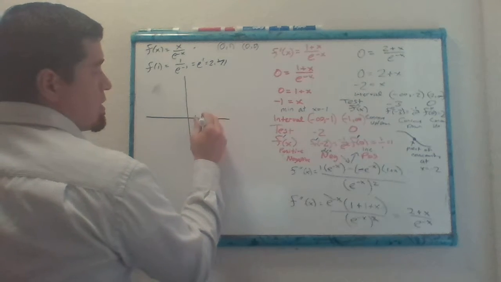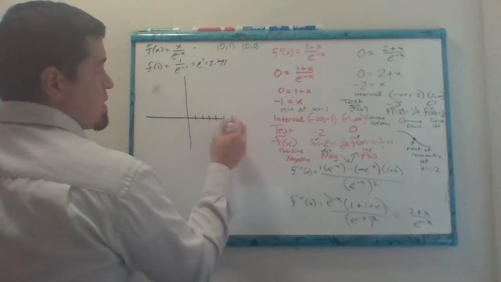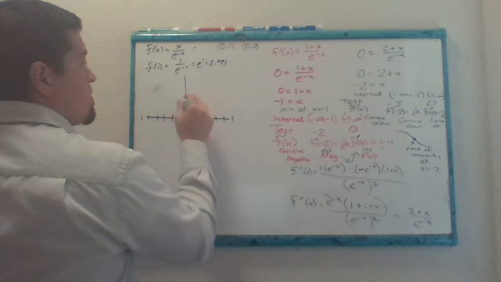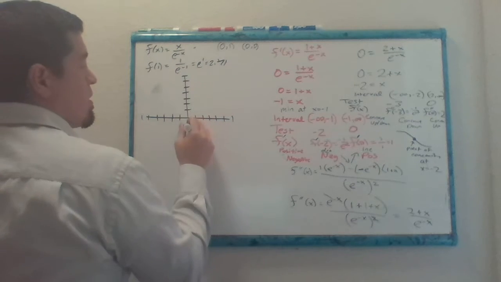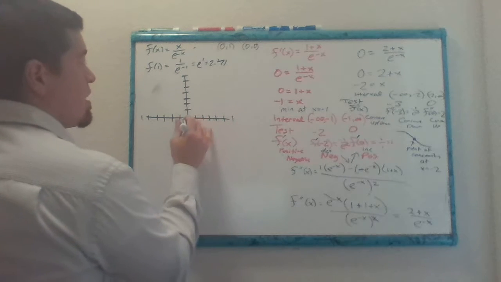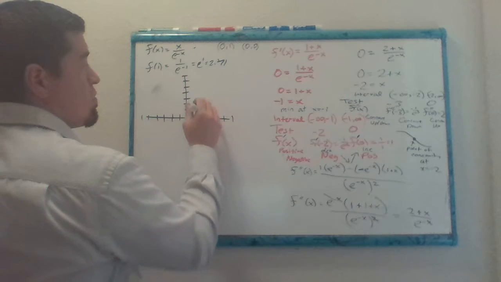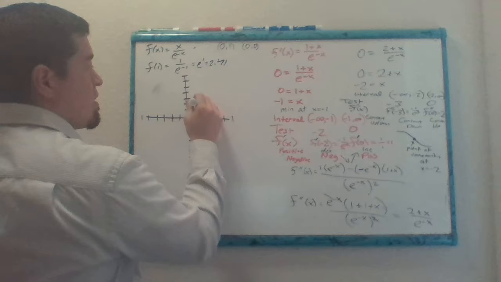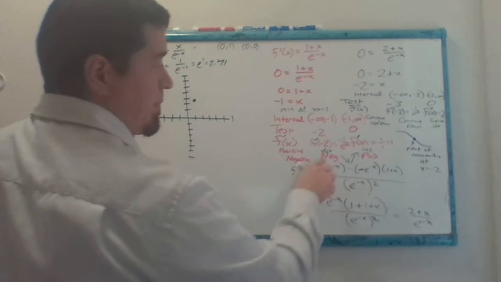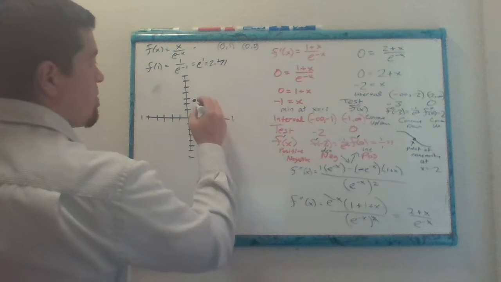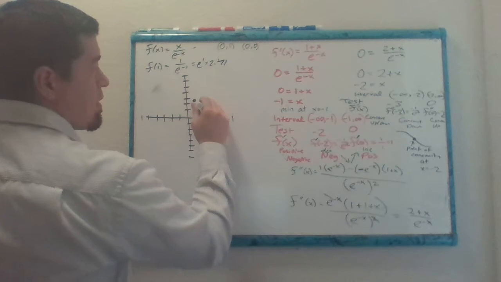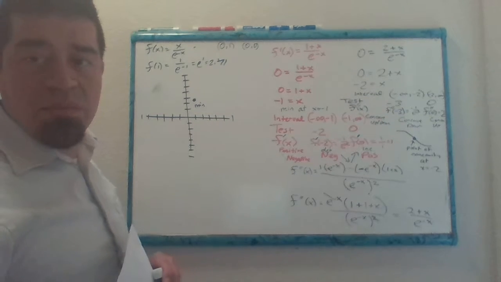So I can do 1, 2, 3, 4, 5, 6. Okay, so I'm just going to put a few points. But f of 1 is 2.71, which is about right here. And we're claiming that's our, it's decreasing to increasing at that point. So that's our minimum.